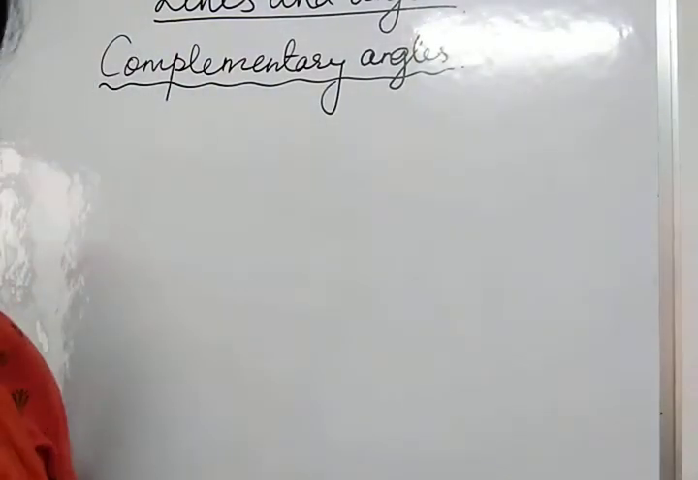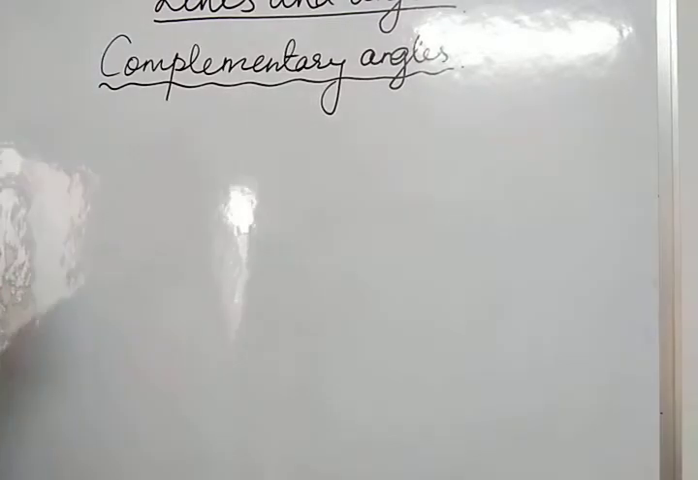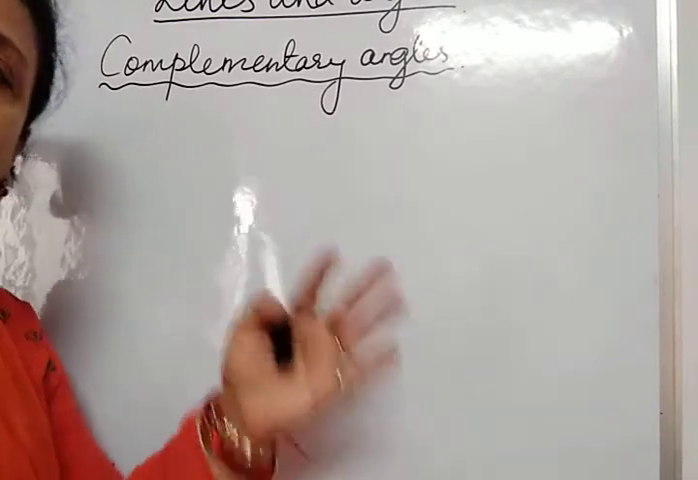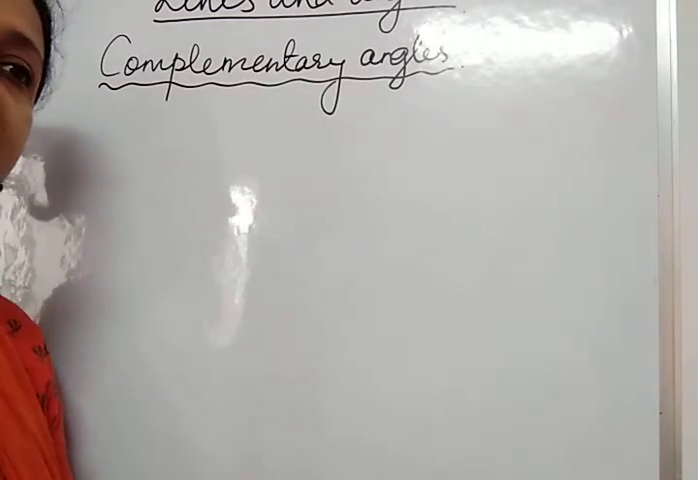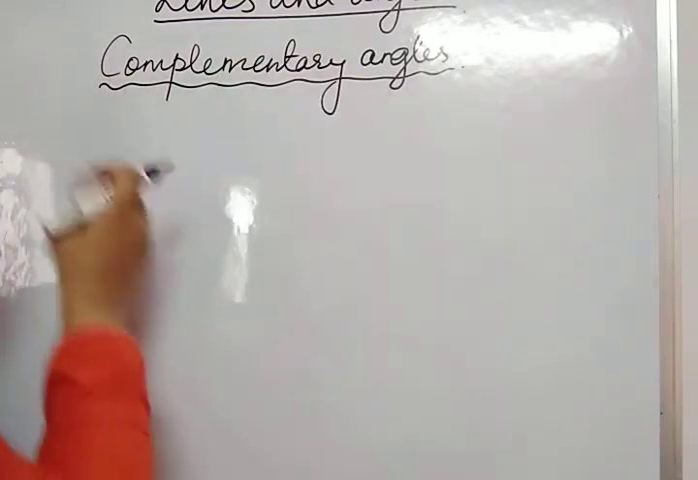Types of angles everybody knows already, you have studied in previous classes. Now we will learn some new angles like complementary angles, supplementary angles and adjacent angles, vertically opposite angles. So our first angle is complementary angle.